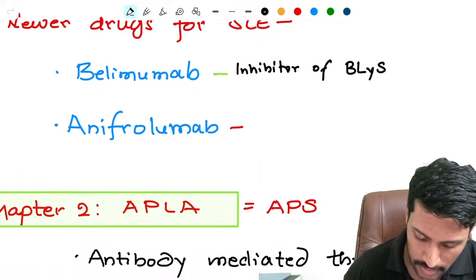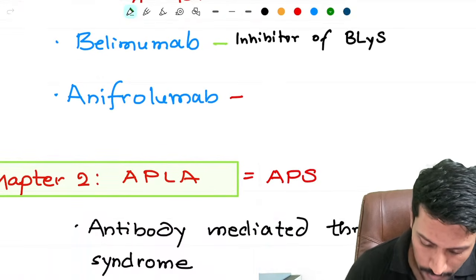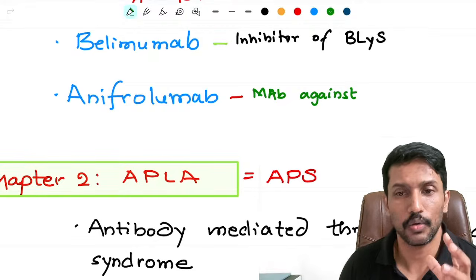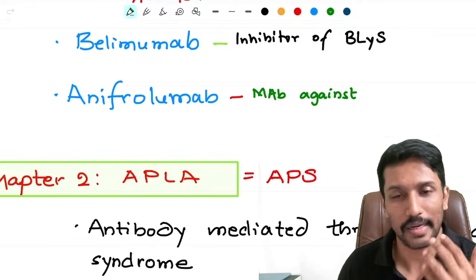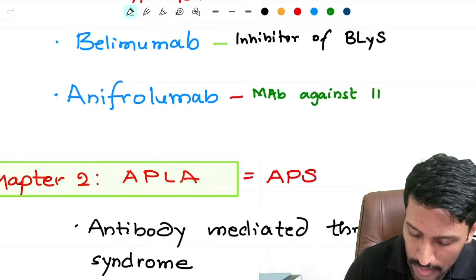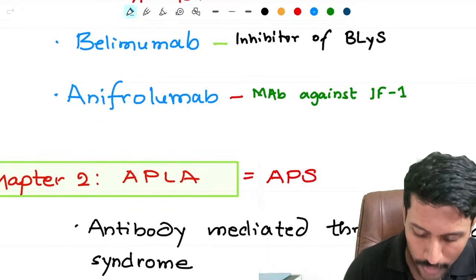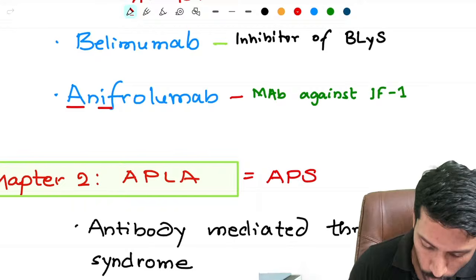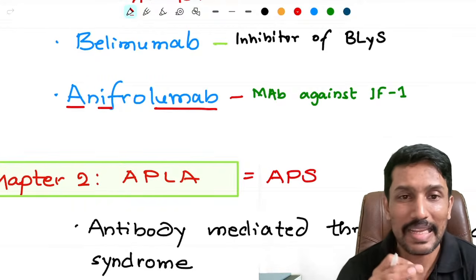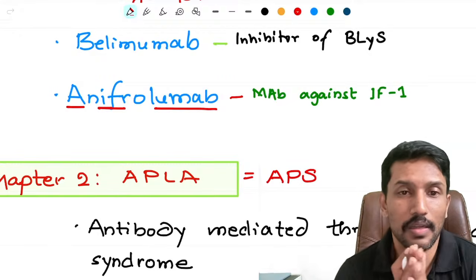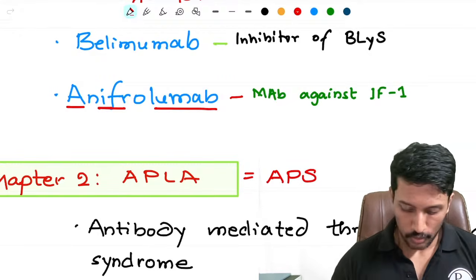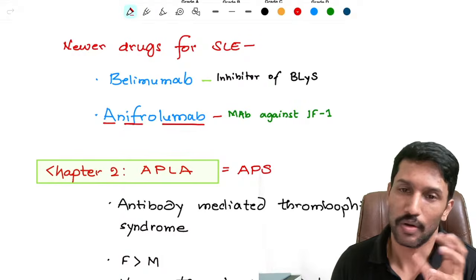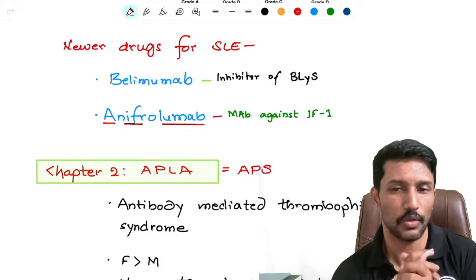Okay, and among the list, the latest one is anifrolumab, which is a monoclonal antibody against, remember what is the principal cytokine? The main cytokine responsible for the organ damage was interferon 1, and now we have drugs that can block it. So it's a monoclonal antibody against interferon 1. And if you look at the name, it is there in the name. It is an anti-interferon 1 monoclonal antibody. So those can be considered if patients are not responding to your initial hydroxychloroquine and steroids or immunosuppressants. Okay, so that completes our management of SLE.